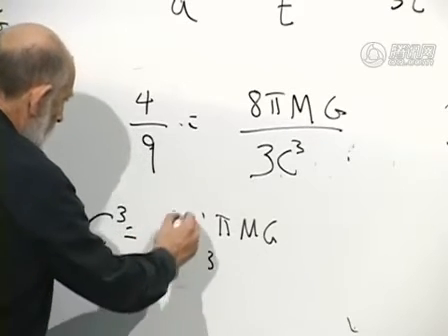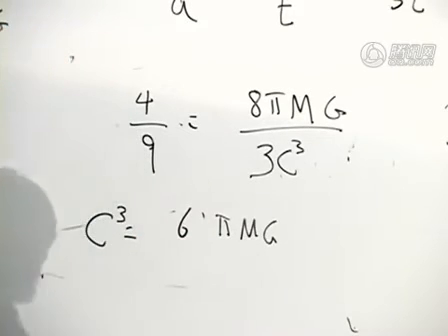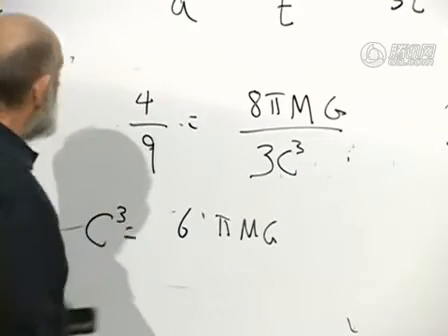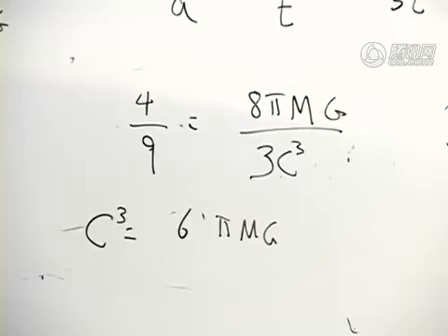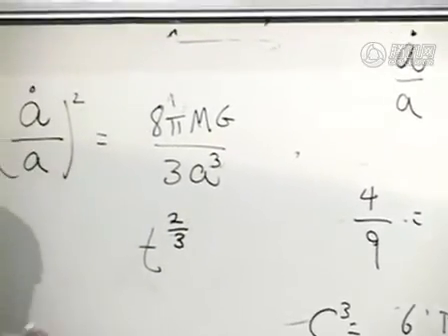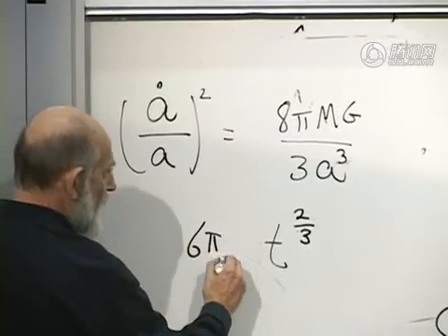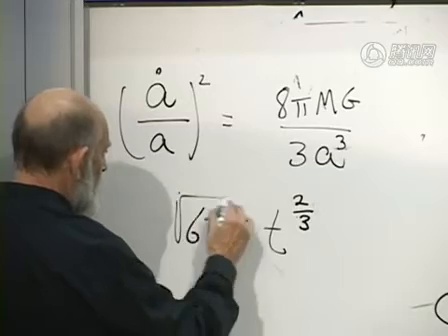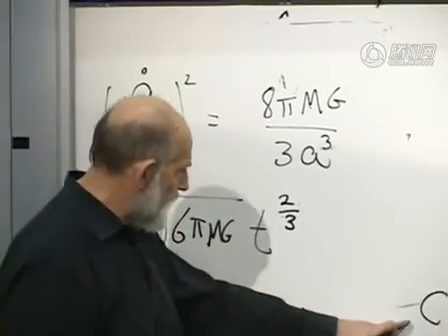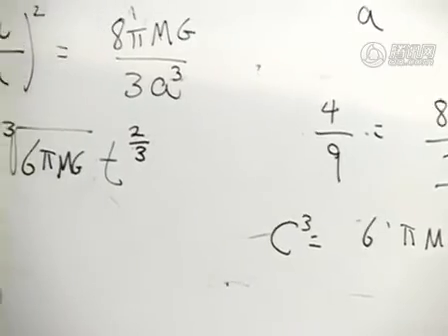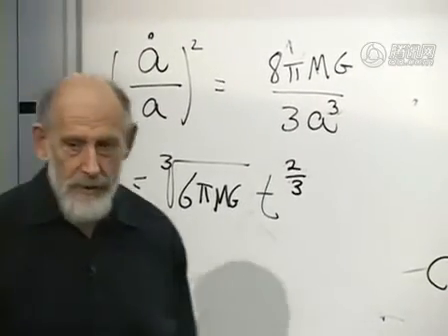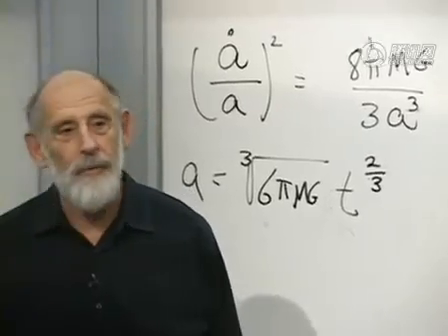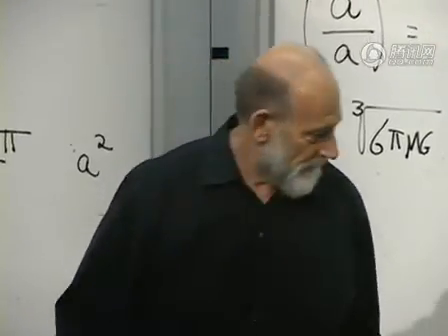So I then determine c. It's guaranteed that the equation is solved by this assumption. A equals the cube root of 6 pi mg, times t squared, that's A. Does it solve the equation? You can check that it solves the equation, but you'll just be going back through the same steps that we did. Okay? It does solve the equation.